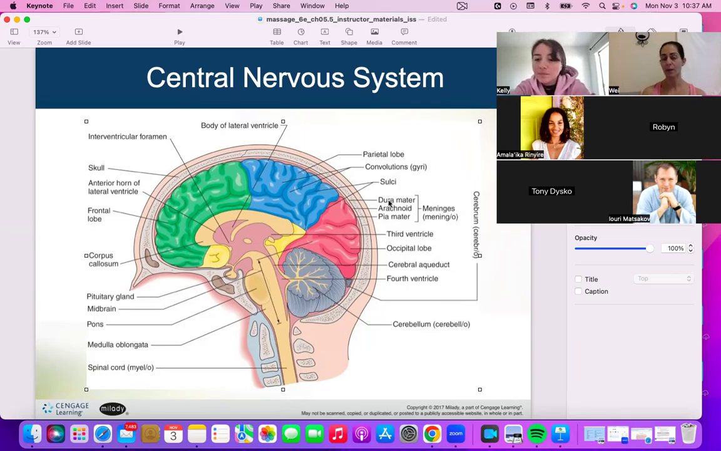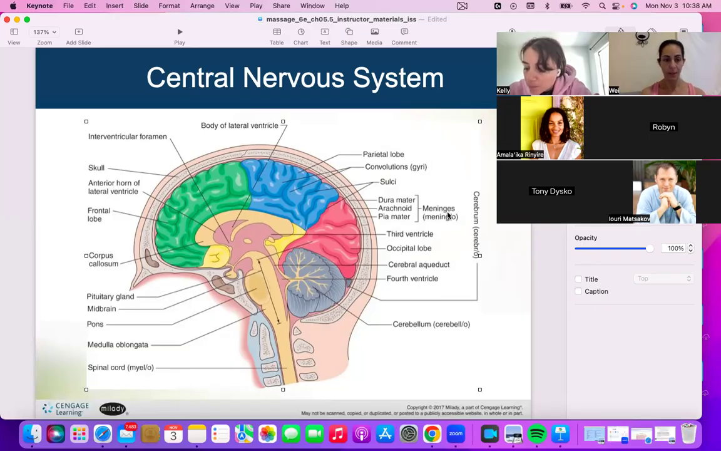The 3 layers, you can take another flashcard for the layers, are the dura mater, the arachnoid, which is in the middle, and the pia mater, which is the deepest layer. So the dura is the outermost or superficial layer, and the pia mater is the deeper layer. The arachnoid is the layer in between the outer and inner layer, which we call the meninges.